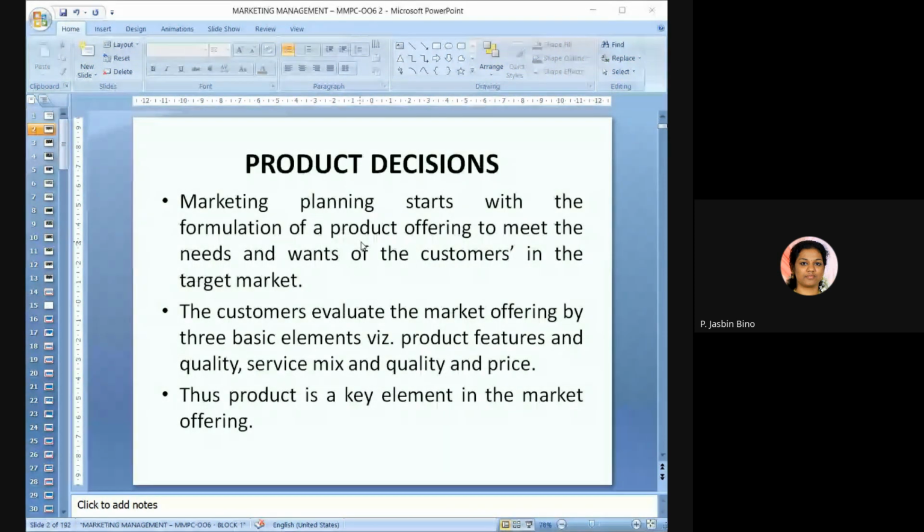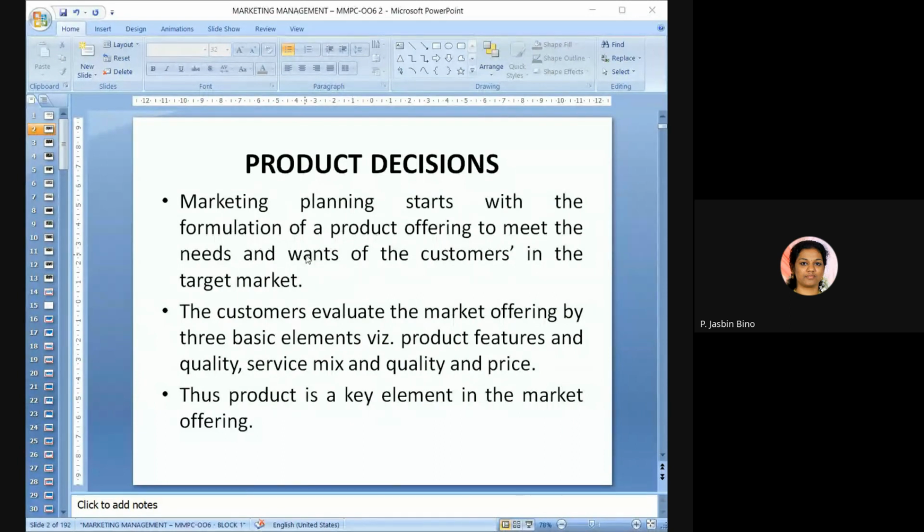So, marketing planning normally starts with the formulation of a product offering mainly to meet the needs and wants of the customers in the target market. Yesterday we learned about market segmentation, market targeting, market positioning. The market will be divided into different segments based on the homogeneous characteristics and based on the product offered by the company. They will be targeting a segment, and that specific segment customers' needs and wants will be satisfied by the company by producing a product.